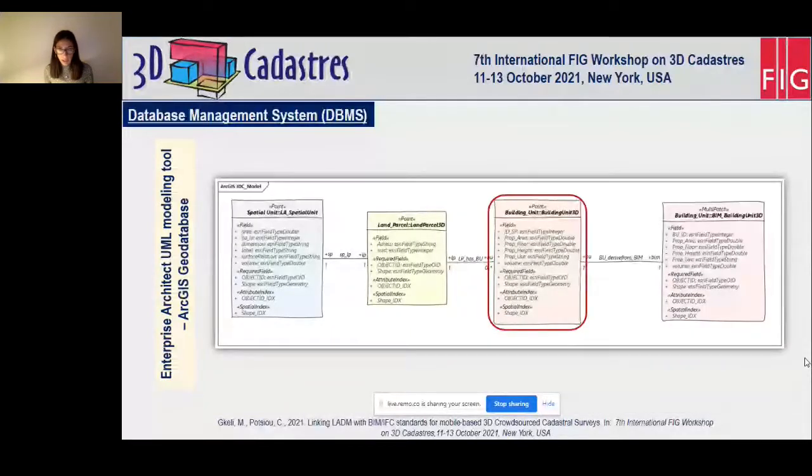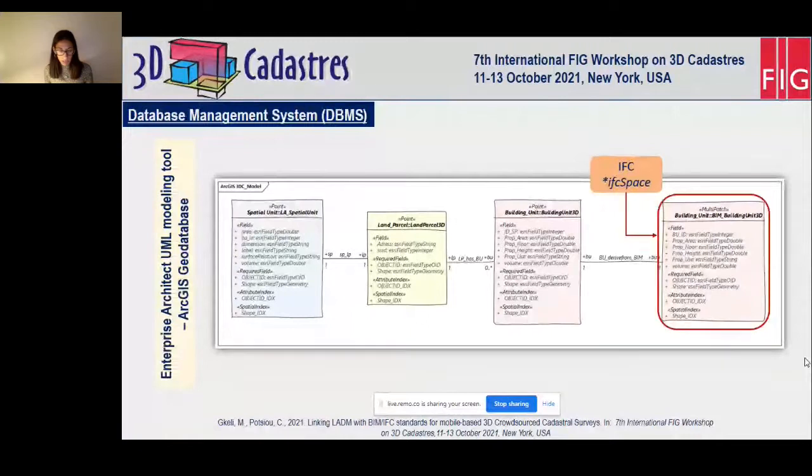In order to link LADM with BIM, the Industry Foundation Classes standard was utilized. Through Ifc Space Entity, the representation of volumetric legal spaces inside the building is enabled. With that in mind, a new class named BIM Building Unit 3D was created, describing the BIM cadastral legal spaces. BIM Building Unit 3D class is directly linked with Building Unit 3D class, preserving the necessary information regarding the definition of the volumetric multi-path geometry of a building unit that describes the property.